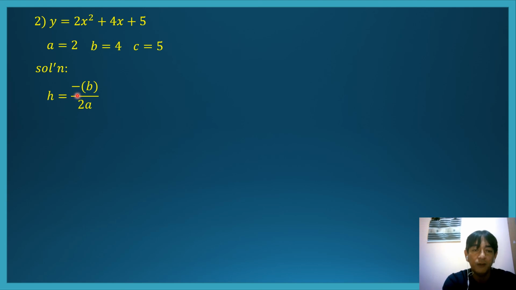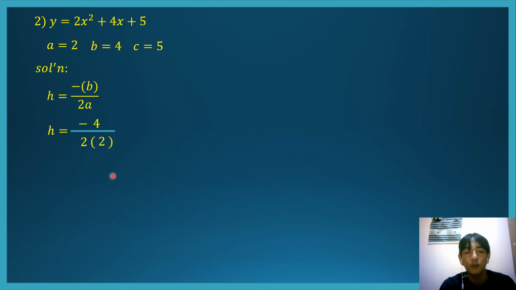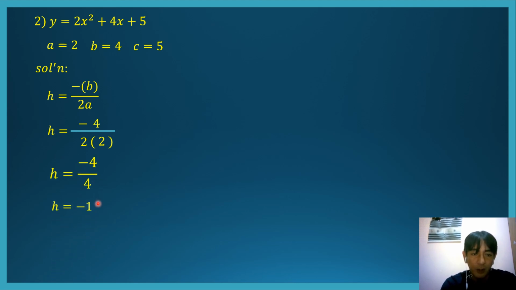Then, we will solve for h. So, formula ng h is equal to negative b over 2a. Substituting the given, we have h is equal to negative times 4. So, tinanggal ko na yung parenthesis kasi yung b naman natin is 4. Positive. Over 2 times 2. This is a. 2a. So, h now will be negative 4 over 4 or h is equal to negative 1.